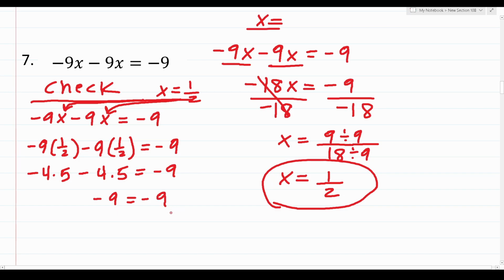And we have negative 9 equals negative 9. Is that a true mathematical statement? It is. Negative 9 does in fact equal negative 9. Therefore, I'm very confident that x does in fact equal 1/2. So our solution to this one is x equals 1/2. All right, so that's that one.